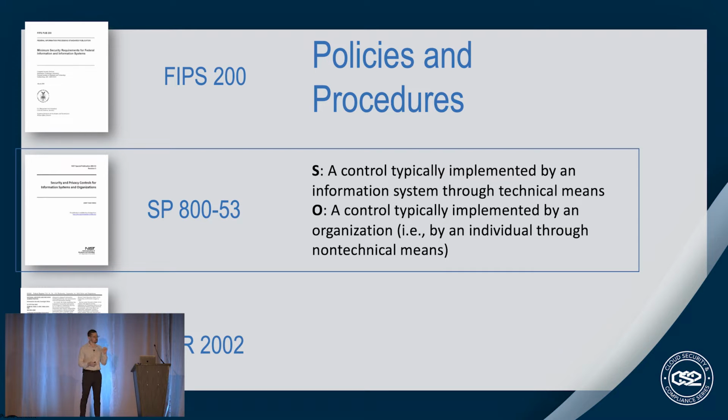Now, an S is going to be a control that, as you can see here, is implemented in an information system. I'm configuring a system. It's done through technical means. I'm going to assign this to technical teams. Then I've got O controls, which are organizational controls. NIST's expectation here is that those are going to be put in place by individuals through non-technical means. So I can already start to do some early mapping and sorting to figure out what my starting point is for a lot of these controls.